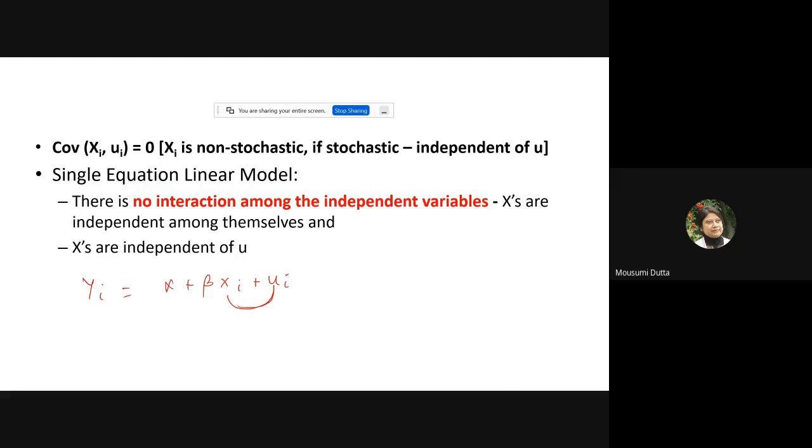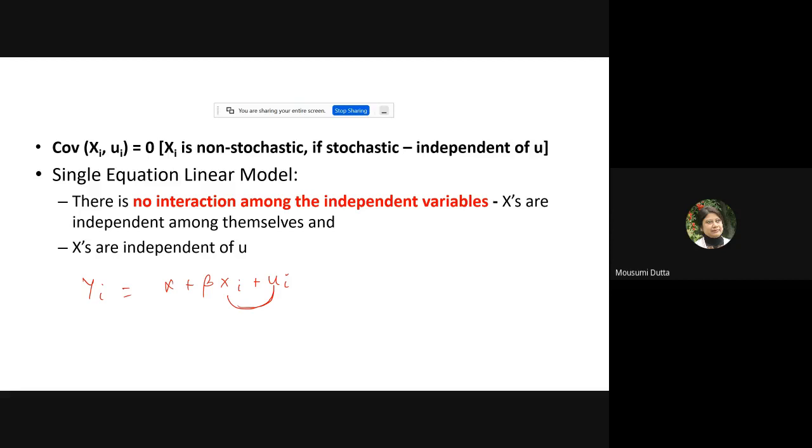Any other question? Anything else? Now look in the slide. There is one other point.